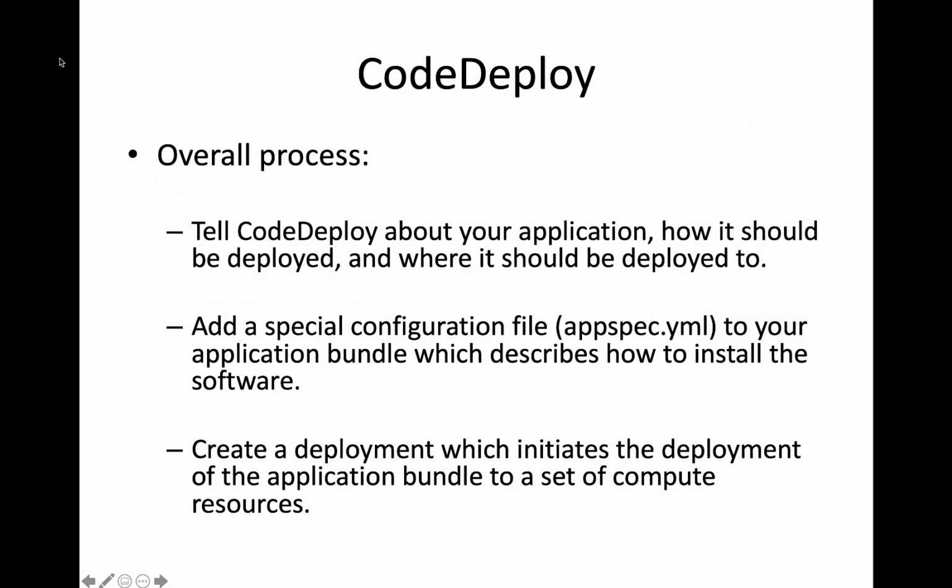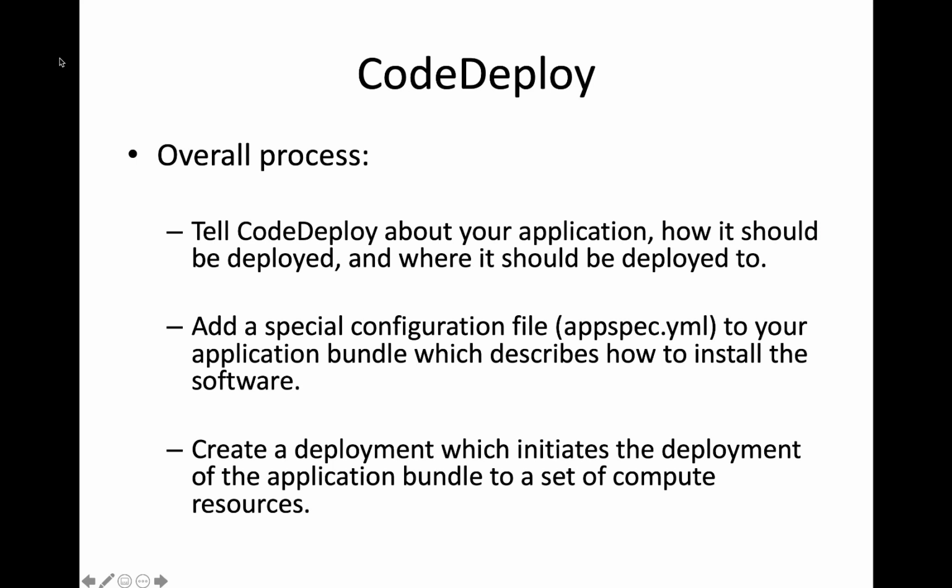So how does CodeDeploy work? Well, the overall process is that you begin by telling CodeDeploy about your application, and you tell CodeDeploy how it should deploy your application and where it should deploy it to. And you do that by creating a special configuration file called the AppSpec.yaml file and adding it to your application bundle. When I say application bundle, I'm talking about the output artifact that you create when you go through your build process. As part of that, you'll add an AppSpec.yaml file. The CodeDeploy service will then use that AppSpec YAML file to determine how to actually deploy the application to your environment.